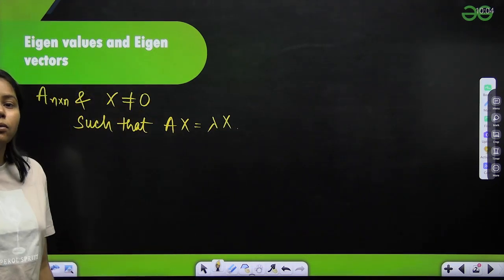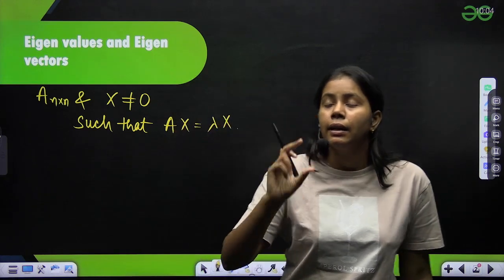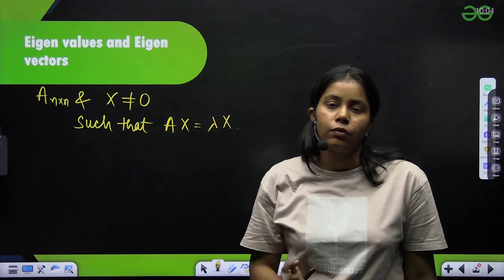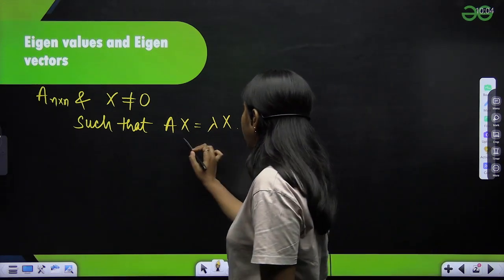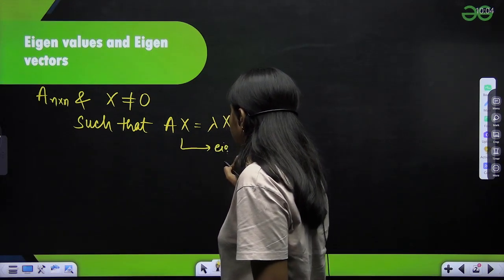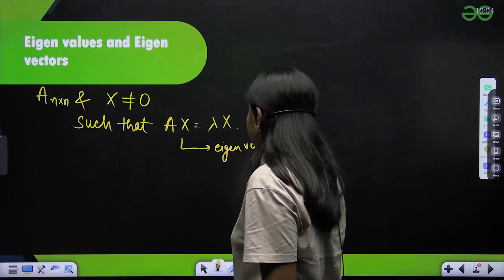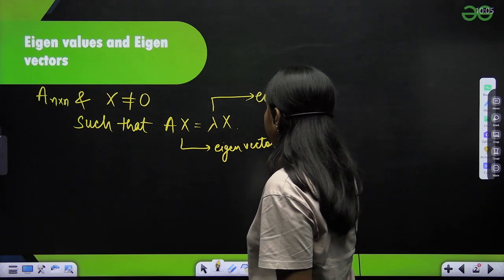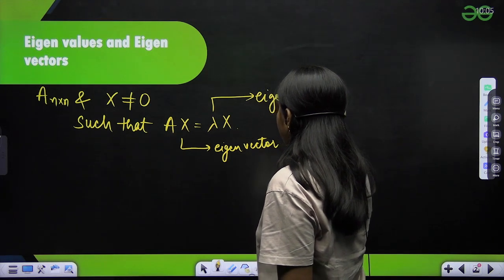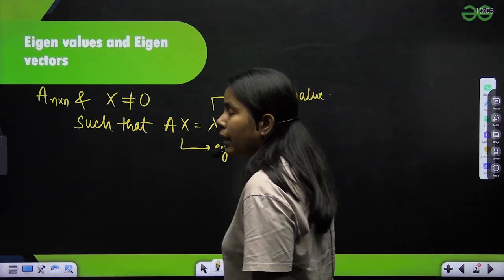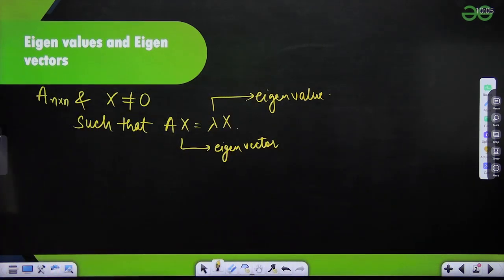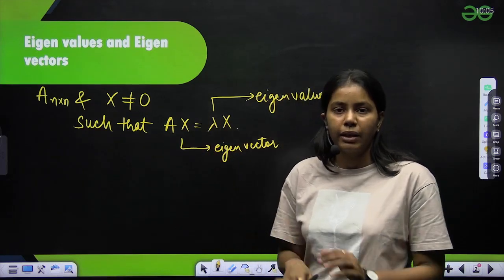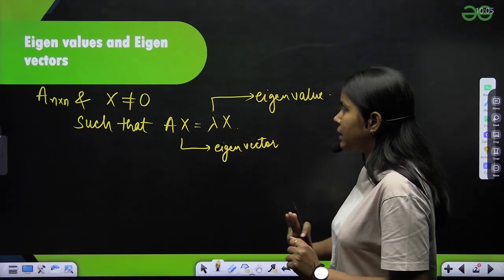So if I am able to find any such vector such that when I multiply it with matrix A, I get a scalar multiple of the vector itself, then I'll say that this x is my eigenvector. And this lambda is called the eigenvalue. So the eigenvalue is the scalar lambda, and the eigenvector is a vector which, when multiplied with the matrix, gives me the vector itself with a scalar multiplication. That is my Ax equals lambda x.